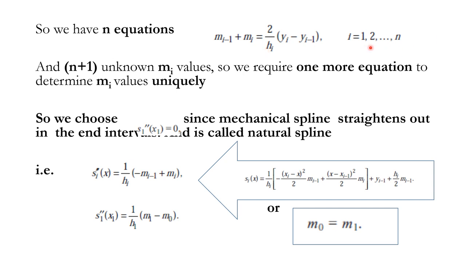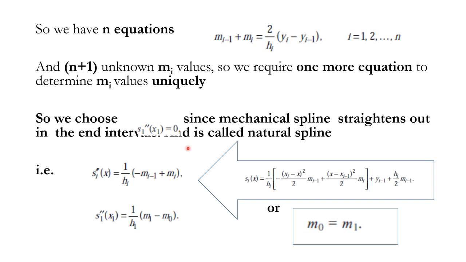Here i cannot be 0, because if it is 0, this becomes y minus 1, which is not given or not defined. So i starts from 1 to n. So we have n equations, but we have n plus 1 unknown mi values. So we require one more equation or one more condition to determine the mi values uniquely.